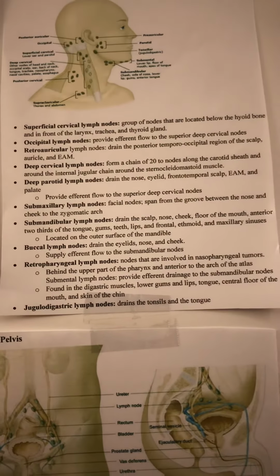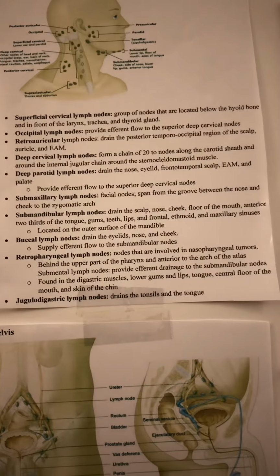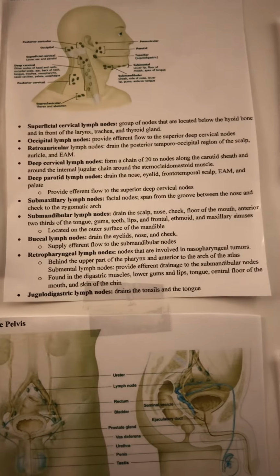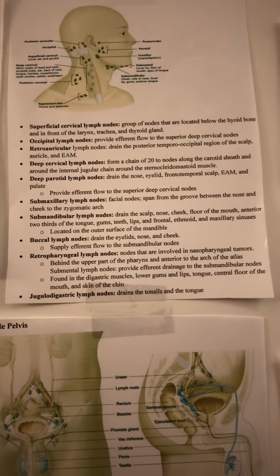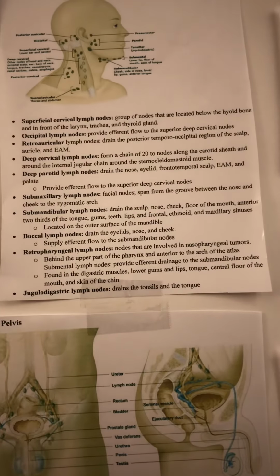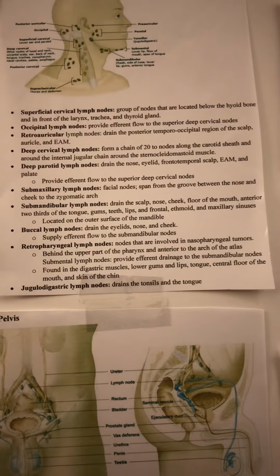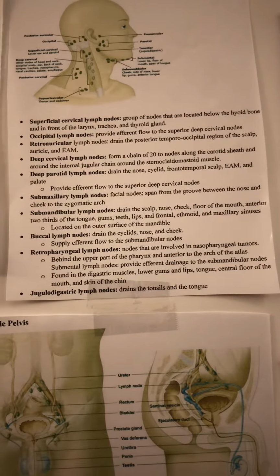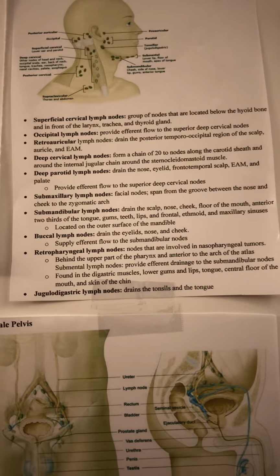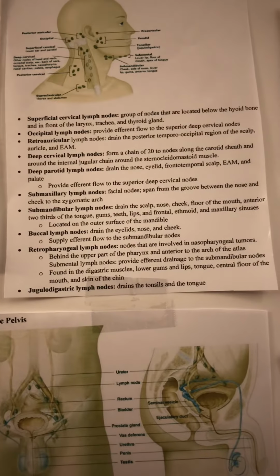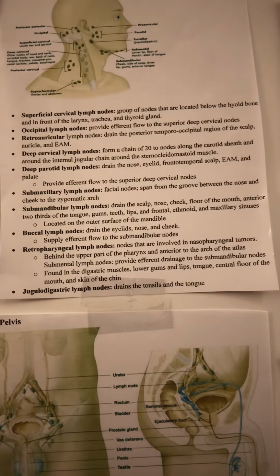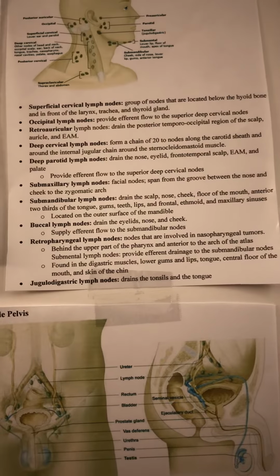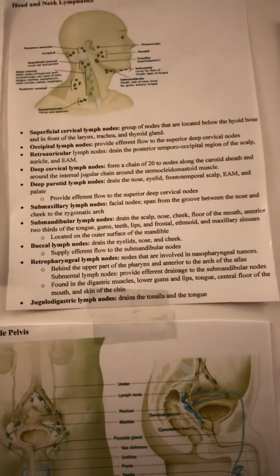You have the submaxillary lymph nodes. These are in the face, and they go from the groove between the nose and cheek to the zygomatic arch. The submandibular lymph nodes, these drain a lot. They drain the scalp, nose, cheek, floor of the mouth, anterior 2/3 of the tongue, gums, teeth, lips, frontal, ethmoid, and maxillary sinuses. And then you also have the buccal lymph nodes, which drain the eyelids, nose, and cheek. Retropharyngeal lymph nodes. And then the jugular digastric lymph nodes, which drain the tonsils and tongue.